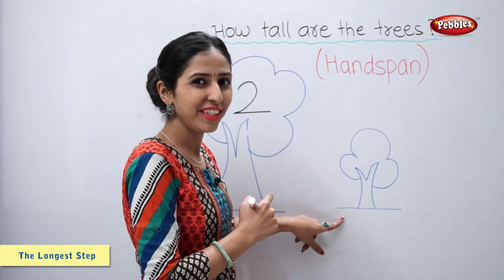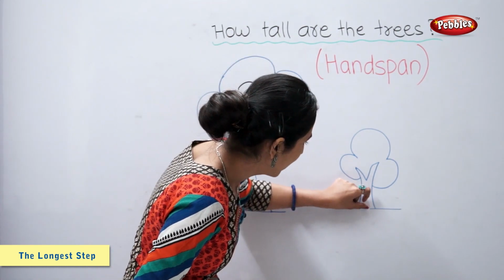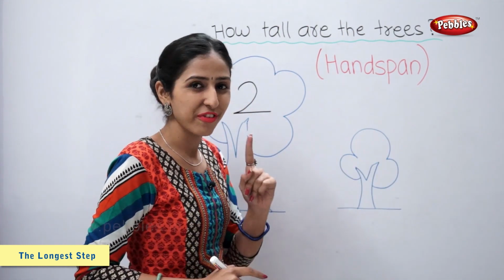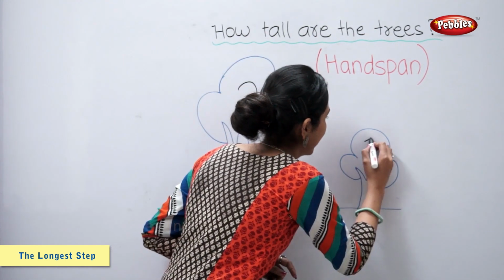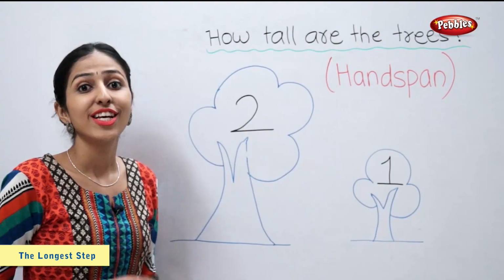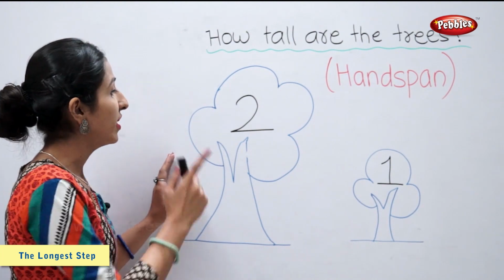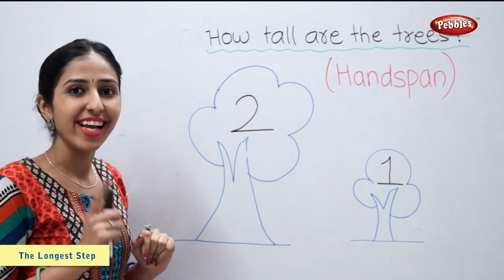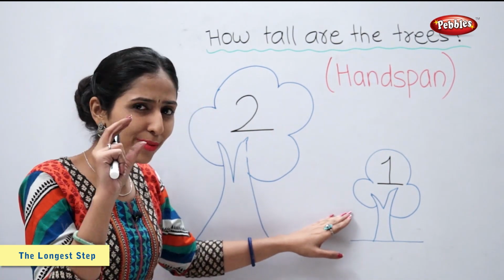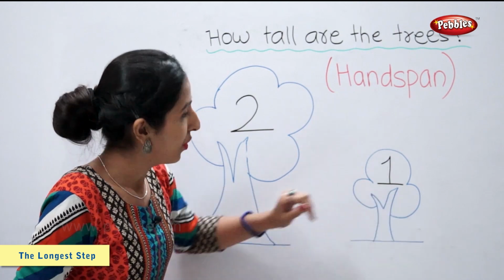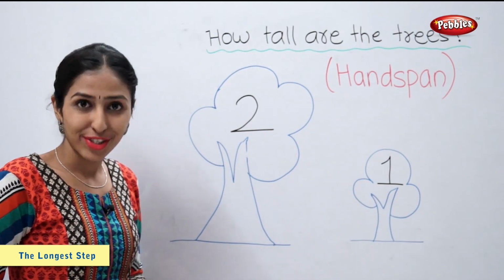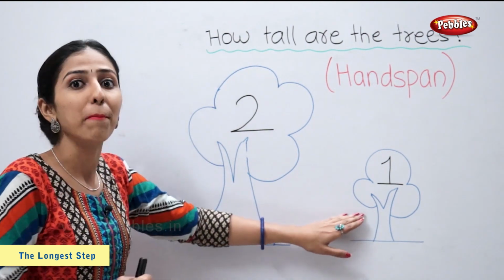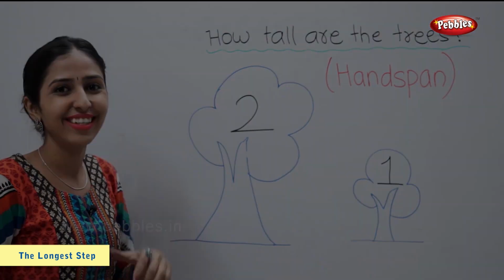Now the small tree. 1 handspan. So length of this big tree is 2 handspan and length of this small tree is 1 handspan. So this tree is taller than this tree by 1 handspan.